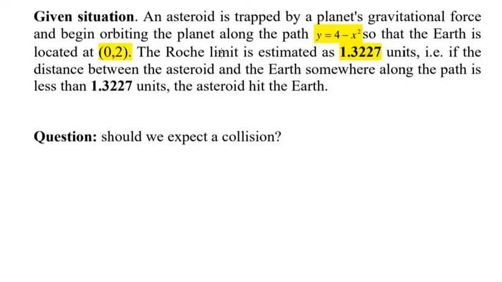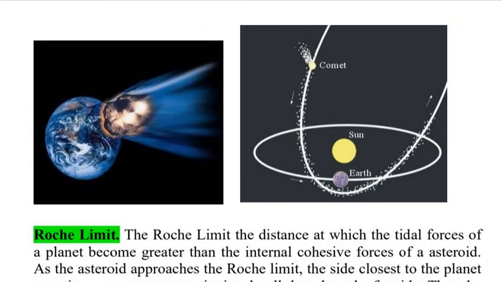The Roche limit is estimated as 1.3227 units. If the distance between the asteroid and the Earth somewhere along the path is less than 1.3227 units, the asteroid hits the Earth. Should we expect a collision? So now I will show you how to answer.